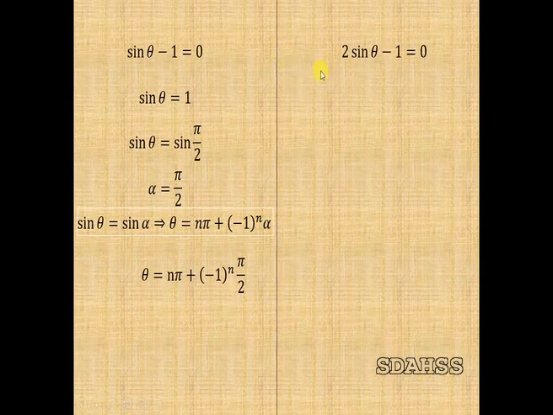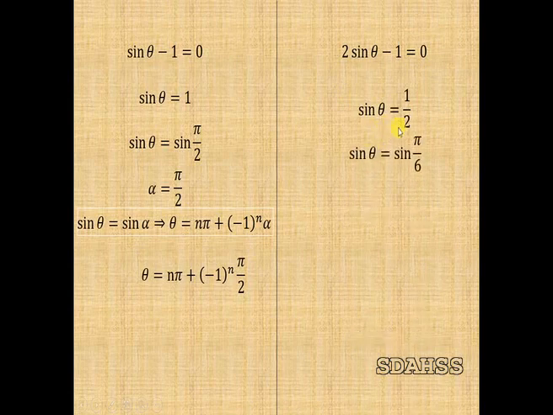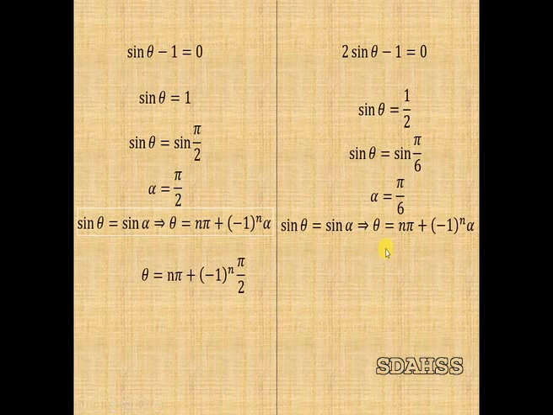And now the second factor is equal to 0. Second factor is 2 sin theta minus 1 is equal to 0. Then sin theta is equal to 1 by 2. 1 by 2 means sin pi by 6, that is 180 by 6, 30. Sin 30 value is 1 by 2. So sin theta is equal to sin pi by 6. Now this is of the form sin theta is equal to sin alpha. So alpha is equal to pi by 6. We know that sin theta is equal to sin alpha means theta is equal to n pi plus minus 1 whole power n alpha. So we can write theta is equal to n pi plus minus 1 whole power n. In the place of alpha you have to substitute pi by 6.